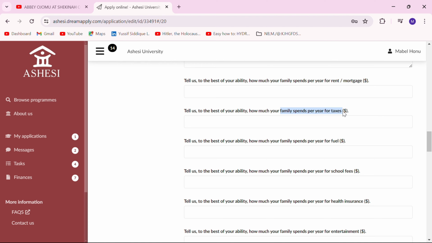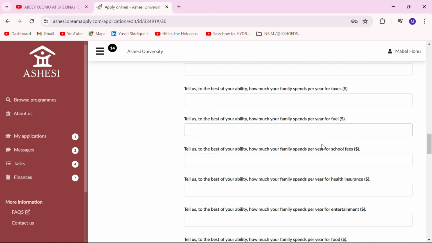So if your family pays any direct taxes, also the amount your family spends on fuel, say they have a car or they have other fuel types that they use at home, make sure it is per year and then you convert it to dollars and put it here. You do the same thing if your family pays school fees. Any fees that your parents pay pertaining to your education or for your siblings, just make sure.